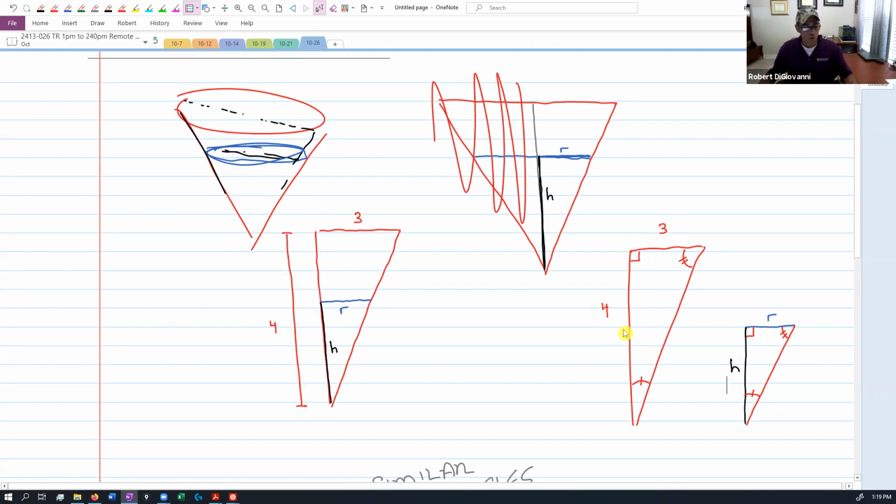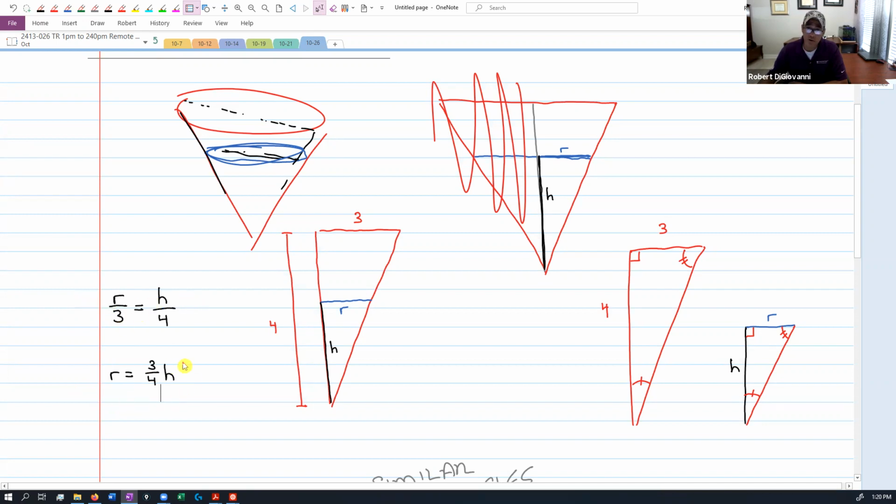So I'm going to do it however I want. I'm going to decide to do R over 3 equals H over 4. And now I have a relationship between R and H, right? I could multiply both sides by 3, and I get basically that R is always 3/4 of the height. The radius of the water is always 3/4 of the height. Just multiply both sides by 3.